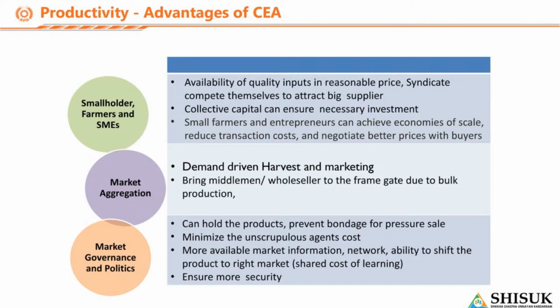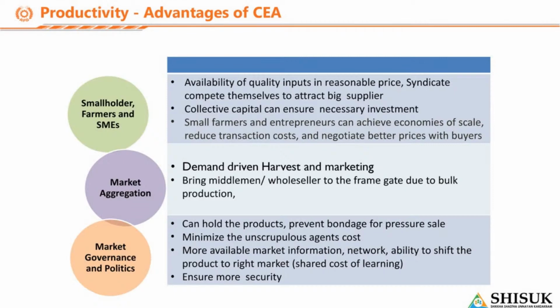And this, because of bulk production, availability of bulk production, and demand-driven harvest and marketing, attracts the middleman and wholesaler at the farm gate level. So it creates a new market space for the community. And as I said, this is because of collective initiative.